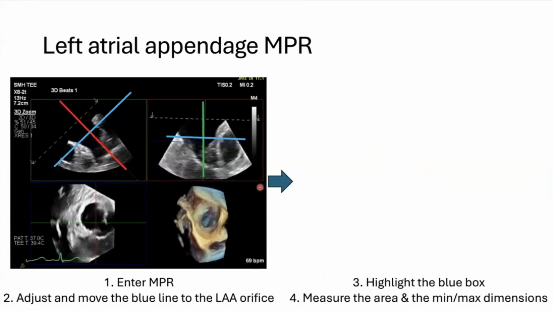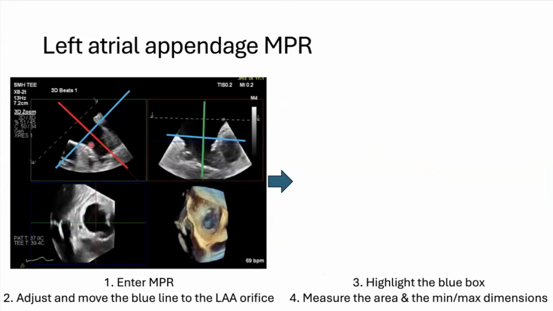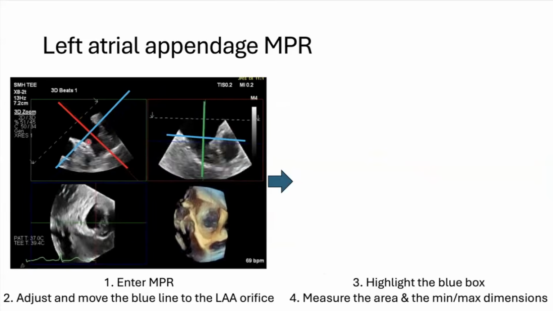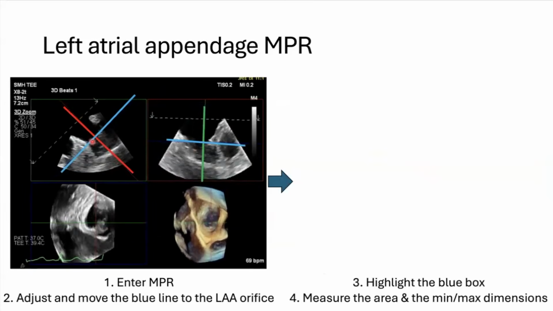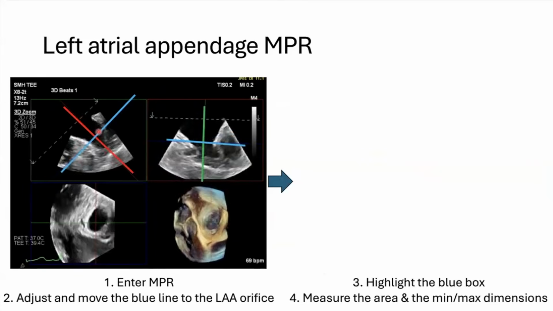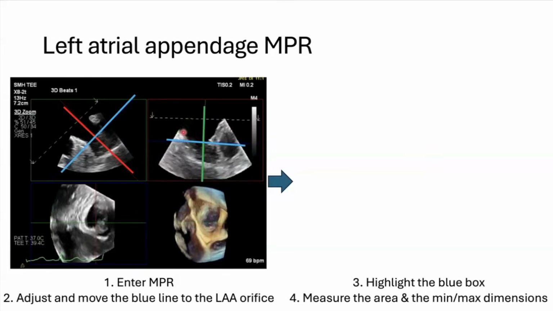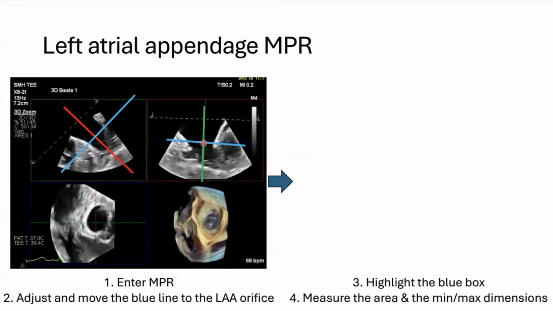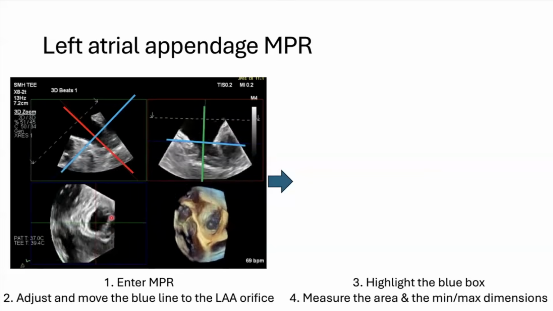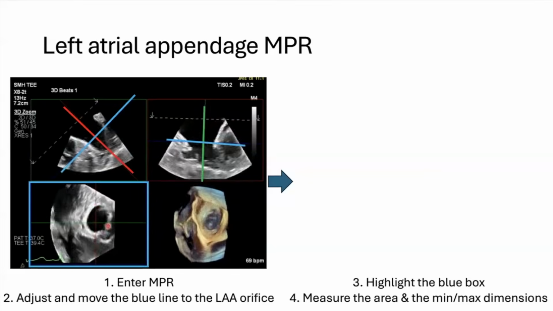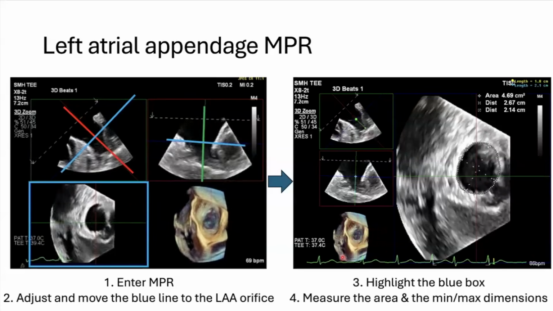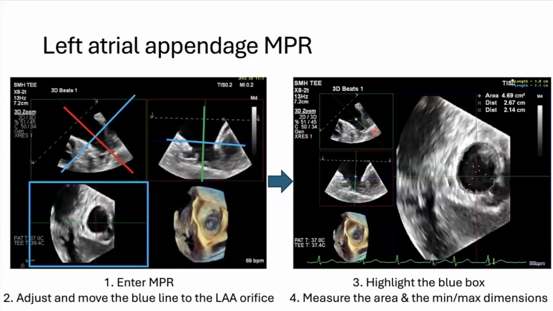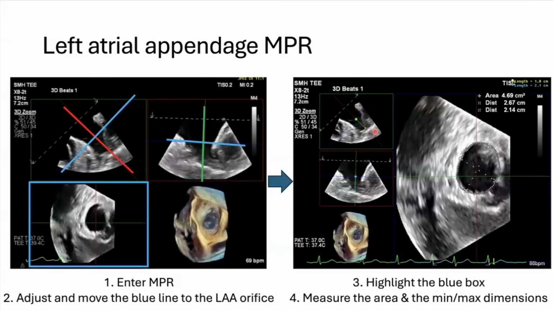You're going to rotate your plane so that your blue is along the orifice of the appendage. It often requires a little bit of translation, as shown here. So you'll move the blue plane to be at the orifice. Your red and your green lines are going to be perpendicular. What that's going to do is, in your blue box, produce a short axis image of what the orifice of the appendage looks like, which you can then freeze, maybe making some final adjustments to the lines to line it up perfectly.